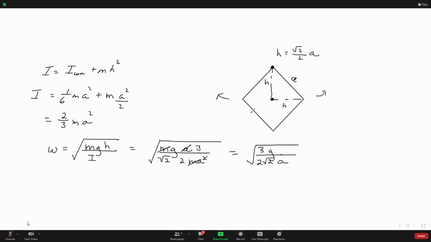Now if you put your pivot someplace else, well, h will change, and so will I. And so you won't get the same result here, unless you make this distance between these 2 points equal to the center of oscillation.